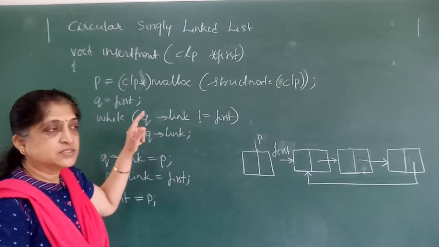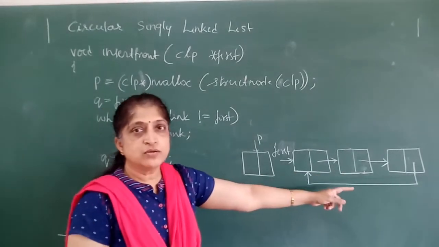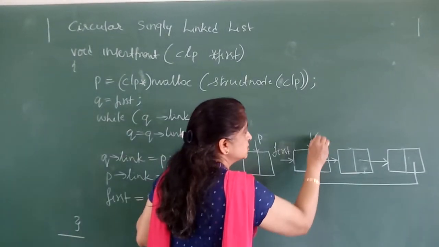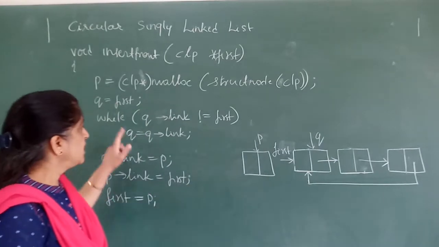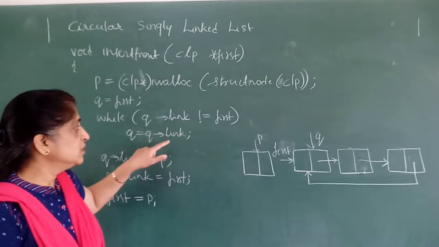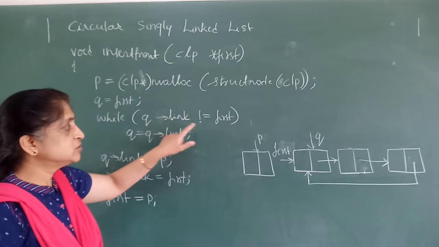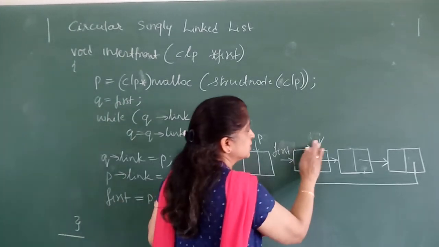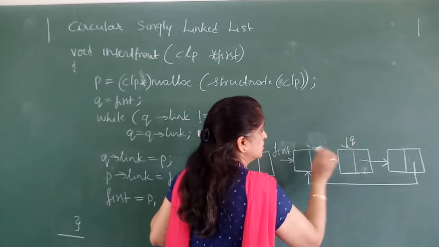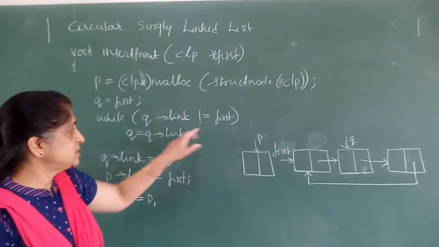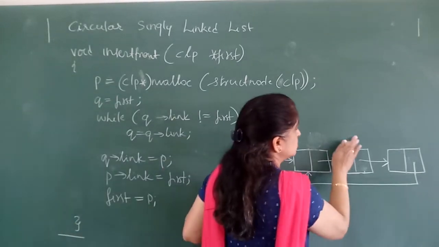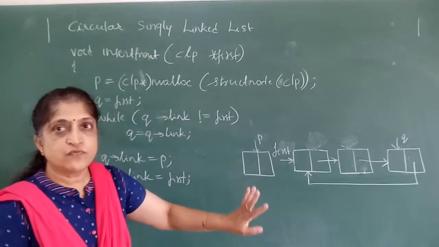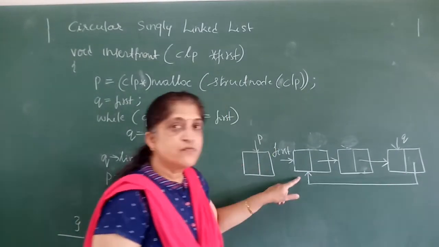Then q is equal to first. I have to traverse because I have to get a pointer to the last node, so I am performing q is equal to first. As long as this condition is true, this loop will execute. q link is not equal to first, so it advances to the next node. Again q link is not equal to first, advance to the next node. Now q is pointing here. Then q link is not equal to first is false because it's pointing to the first node.